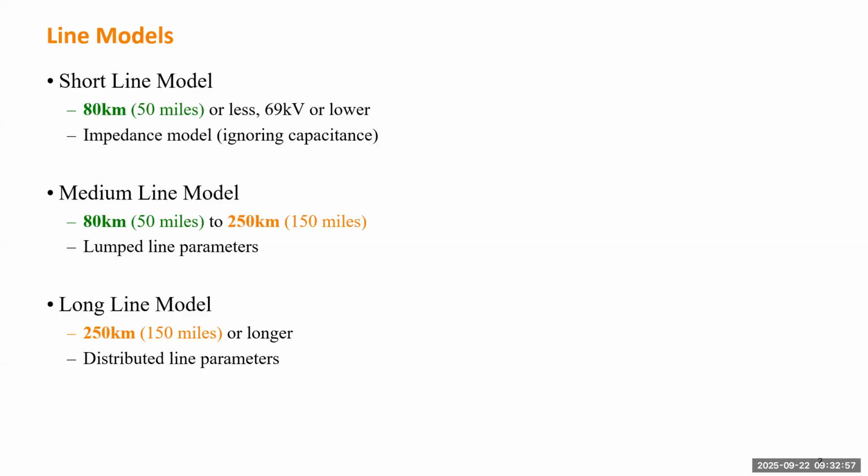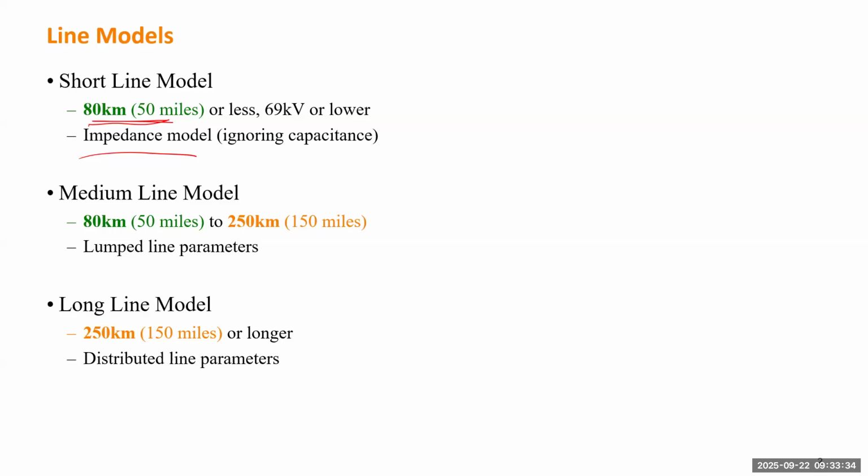Which model to choose usually depends on the length of the line. Typically we can use some threshold: if the line is shorter than 80 kilometers or 50 miles, usually such voltage is at 69 kV or lower, we can take a short line model. The short line model is pretty simple, it's just impedance. So basically if we study any system with all devices connected by short lines, it's similar to the calculation in section 203, just for a conventional AC circuit.